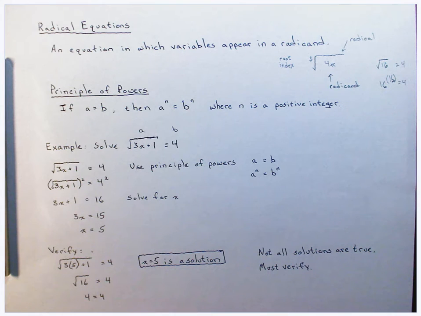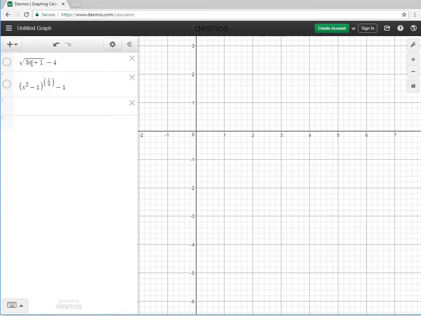Let's look at the graph for that one. I put it in differently because the way Desmos reads it, it doesn't want an equal sign. It wants f of x equals the radical 3x plus 1 minus 4. That's how I have it entered, and we'll look at the graph and see where 0 is. It is at 5.